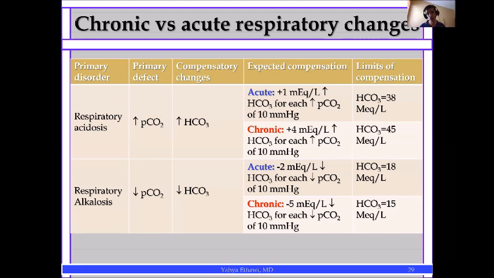And we also have two situations. In acute, you have to lose about 2 milliequivalent of bicarb for every 10 millimeter drop of your PCO2 to compensate.